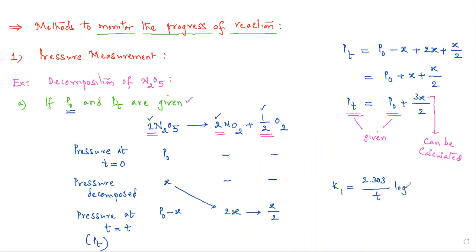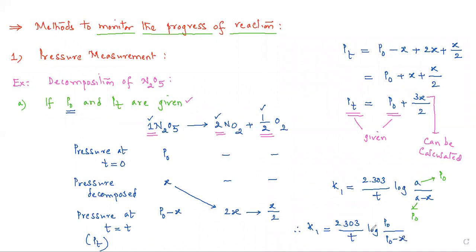2.303 by t into log, of course, a by a minus x, but let this a be taken as initial, right? Let this be P naught. Now, when this also is P naught, so a is P naught. Therefore, it becomes log of P naught by P naught minus x. Let me write the final expression once again. Therefore, K1 is equal to 2.303 by t log P naught by P naught minus x.